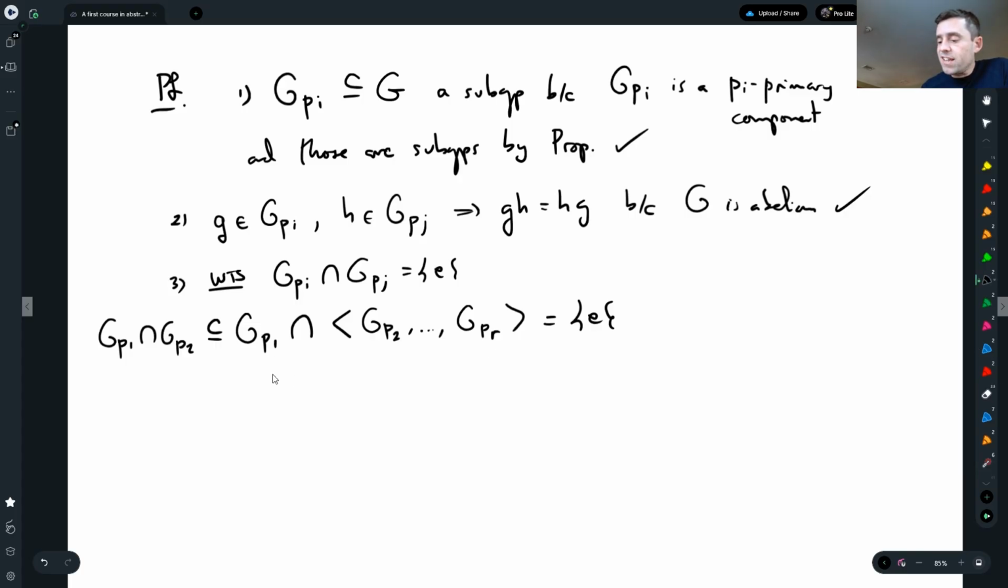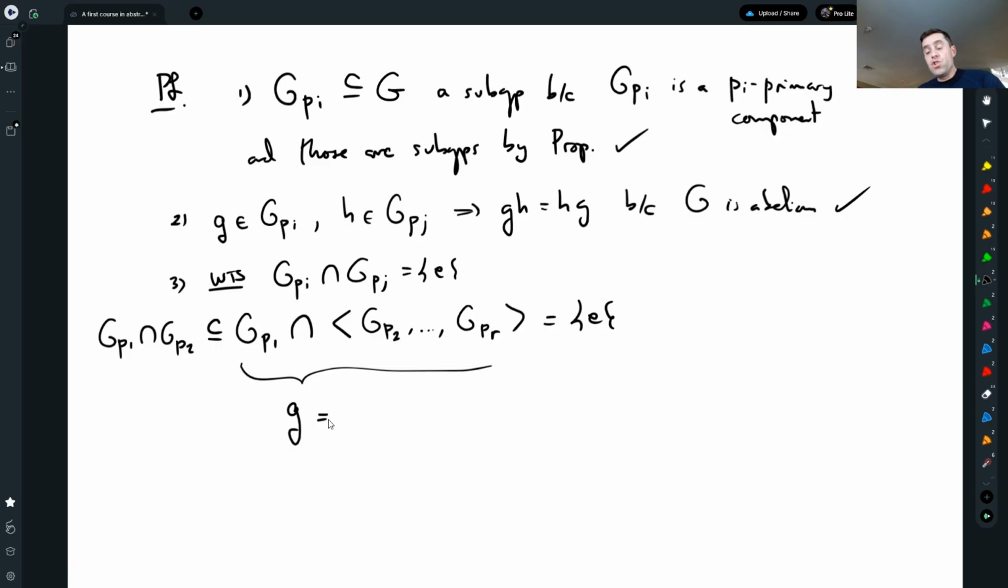Suppose that I have something in here. If I have an element in here, then it is in G_p1, so there will be some, let's say, g1, and it will also be in the product of all the other ones. Since everything commutes, I can write it as a product of elements, each of which is in the corresponding p-primary component. So suppose that happens.